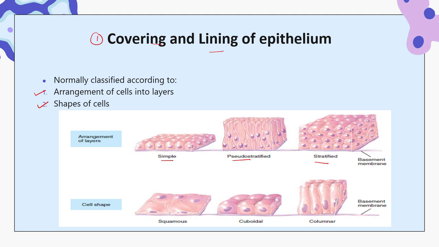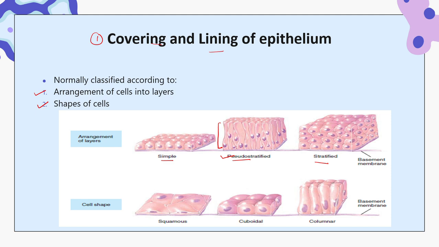Then stratified means they have multiple layers of cells on the basement membrane. And pseudostratified means the tissue contains only one layer of cells but appears as if it has multiple layers, hence it is known as pseudostratified epithelial tissue.